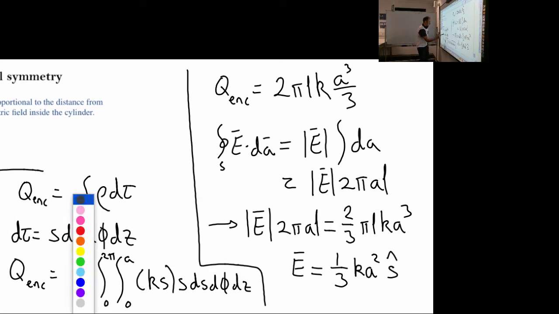Now, of course, since the electric field is perpendicular to the infinitesimal surface area element dA, which is in the s hat direction, the two ends of the cylinder are going to contribute nothing, so this is our final answer.